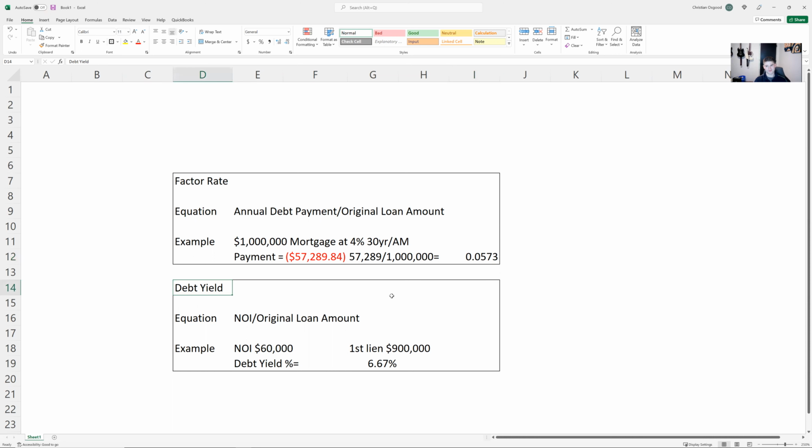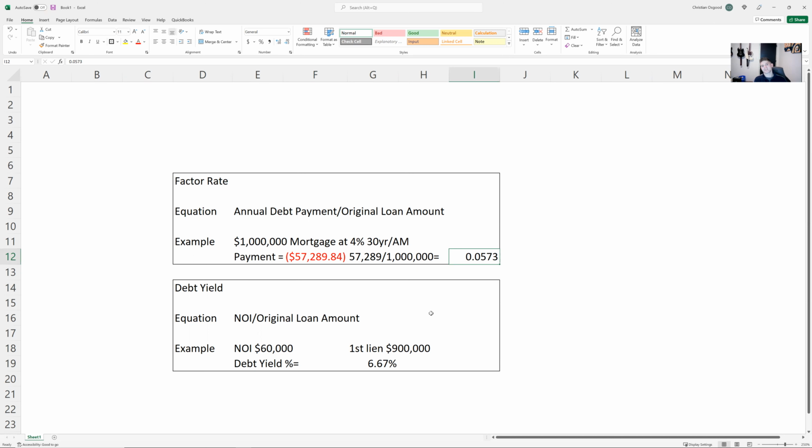Then we've got debt yield. Above, we're looking at, okay, we know now that our cap rate must be higher than our factor rate on a mortgage, otherwise we lose money. Debt yield is looking at risk to a lender. We're looking at what's the NOI, if you remember back to our other video, net operating income, the money you have to pay yourself and pay your debt. This is after utilities, maintenance, management, taxes and insurance and repairs. If you have a $60,000 NOI, that's the amount of money you have to pay your debt.